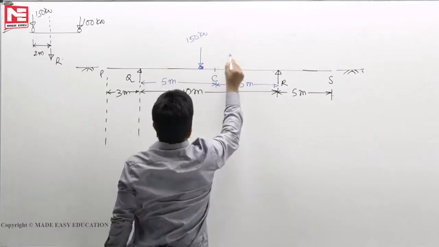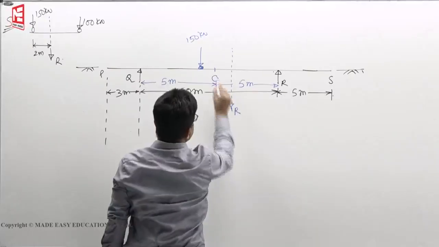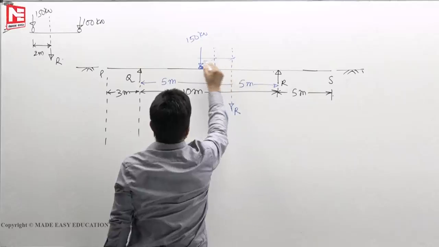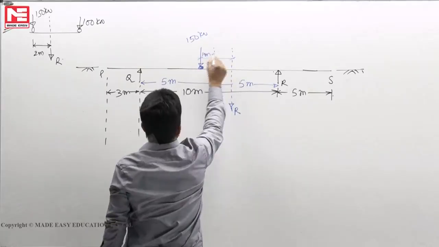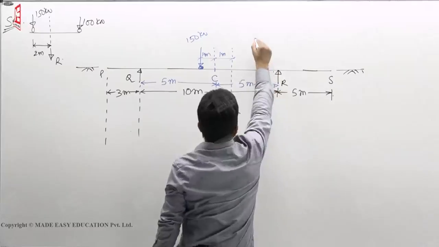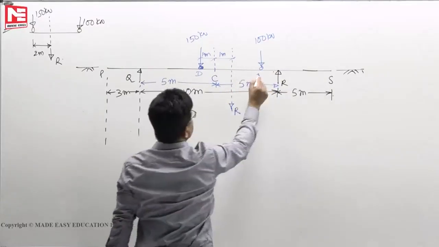150 kilonewton, and the resultant should be at equal distance from the center. Now this distance we know is 2 meters. So it has to be 1 meter, 1 meter, 2 meters gone. Then another wheel load is 100 kilonewton. This point I can take, say, D, E.